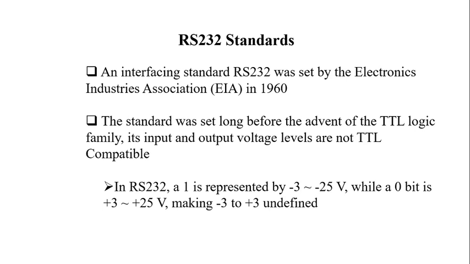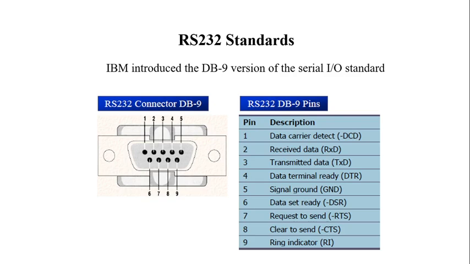They are not compatible with TTL because your TTL level is 0 to 5 volts, but in RS232, 1 is represented by minus 3 to minus 25 volts, while 0 is represented as plus 3 to plus 25 volts. So we can say its voltage range is plus or minus 25 volts, which is not compatible with TTL. So this is the DB9 connector available everywhere for communication. The RS232 DB9 pins include the transmitter and receiver pins for transmission and reception of data, while the remaining signals are handshake signals.